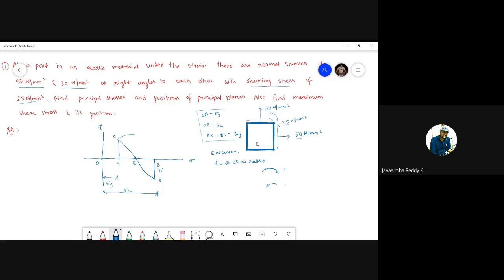So EC or ED as radius. I am just drawing a circle. I hope it is fine for everyone. Any doubts so far, students? Shall we continue? Is it okay, guys?